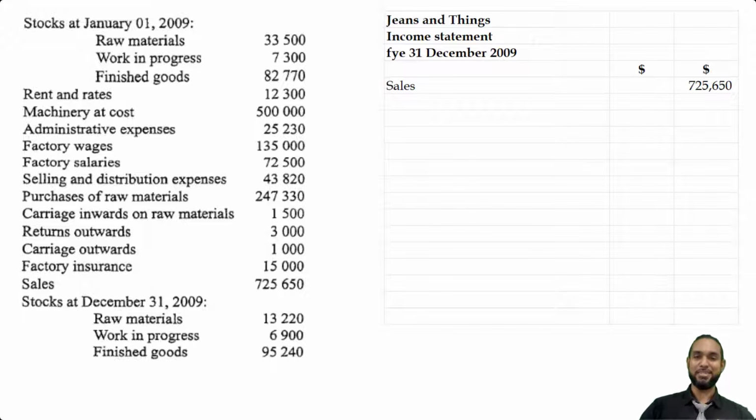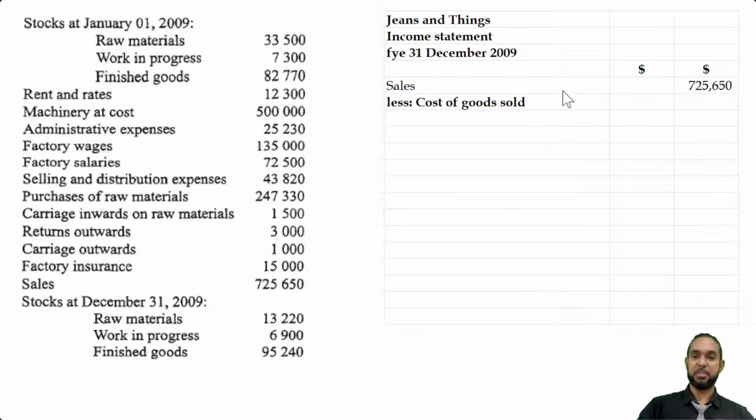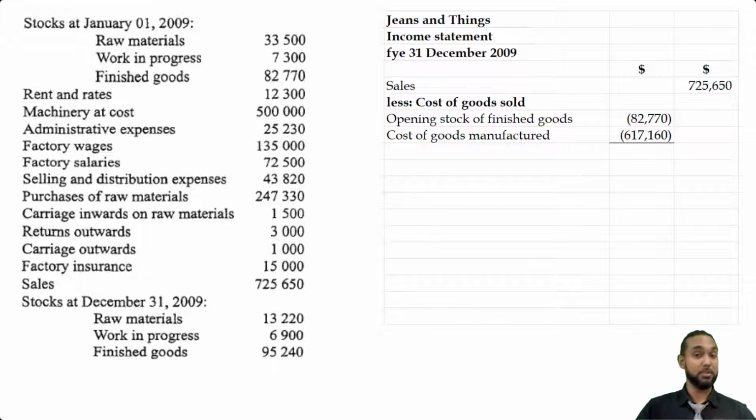Now we don't have any returns inwards, so we could go straight to cost of goods sold. We're going to start with the opening stock of finished goods, which will give us at the top here, 82,770. So we're going to put that in. Now we don't have purchases. We are manufacturing goods. And the point of the manufacturing account is to work out the cost of the goods manufactured. That's going to replace the purchases figure. And we found it was 617,160.